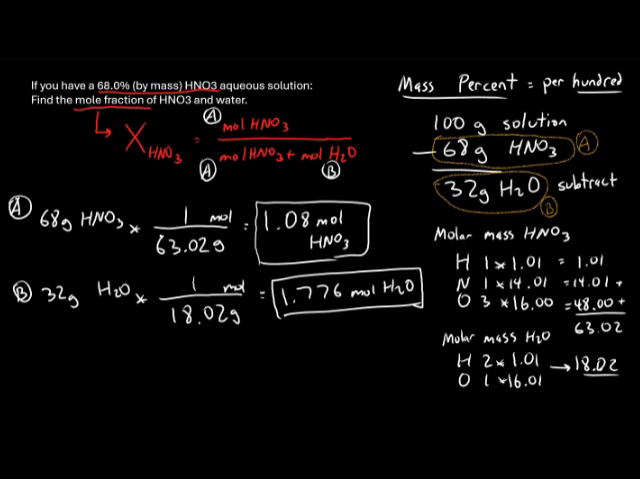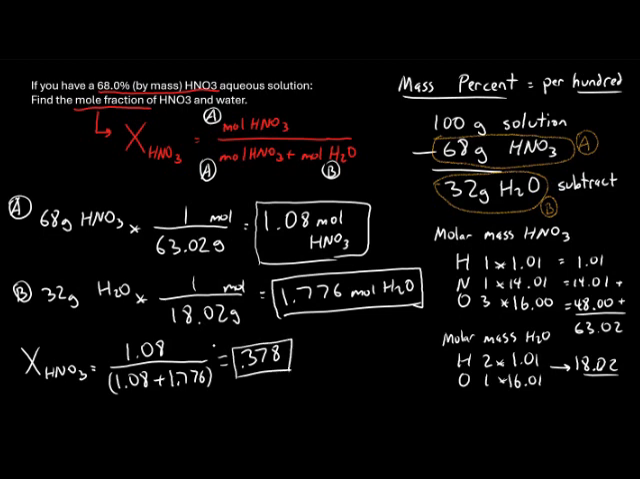With these amounts of moles, we can find our mole fraction of HNO3. We'll take our answer from part A on the top, 1.08, place it again on the bottom, then we'll add our answer from part B, 1.776. If you're using a calculator, it may also help to place parentheses around the denominator to remind ourselves that we are going to add before we divide. Place the operation in a calculator. We get 0.378. This will be our mole fraction for HNO3.